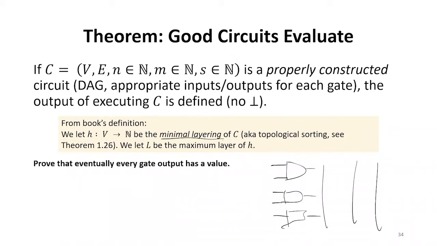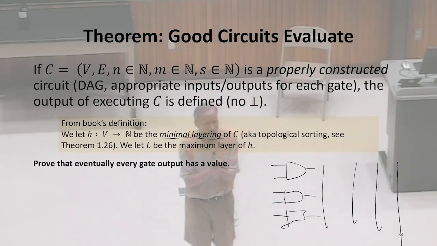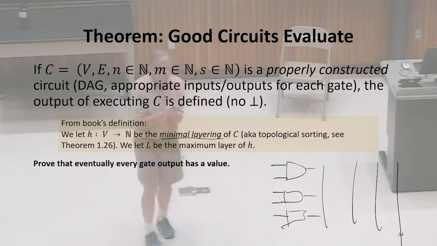Right? And if you can define things in layers, well, then it seems like we're starting with an input layer defined. What are we going to need to do to prove that eventually we get the outputs defined? What kind of proof do you think might be useful here?